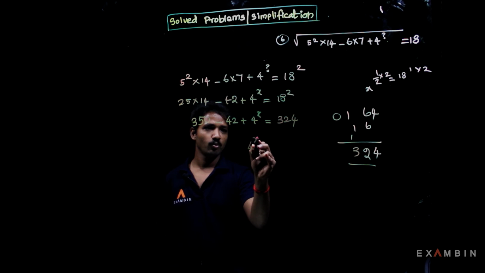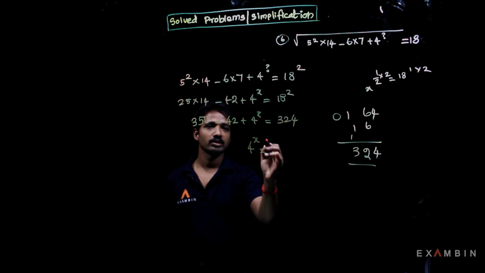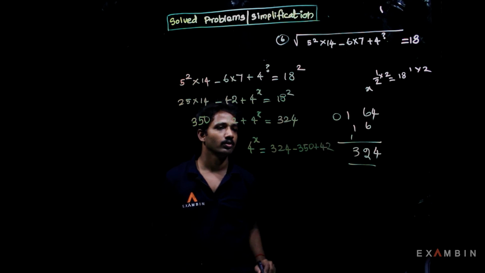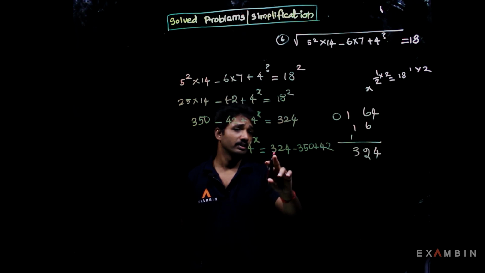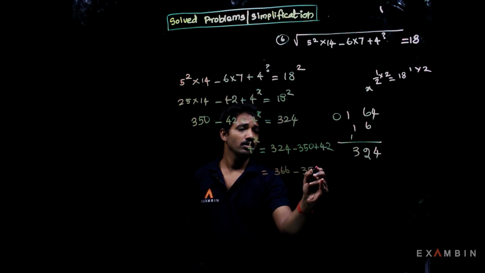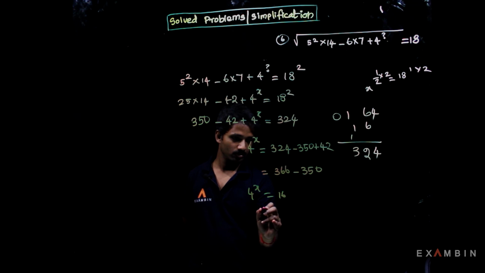So only 4 power x I am keeping on this side. Remaining all the values I am taking to the other side: 324 minus 350 plus 42. Now we are going to add this 324 and 42, 366, minus 350 is 16. So 4 power x is equal to 16. Then x is equal to, you know that 4 squared is equal to 16. So the value of x would be 2.